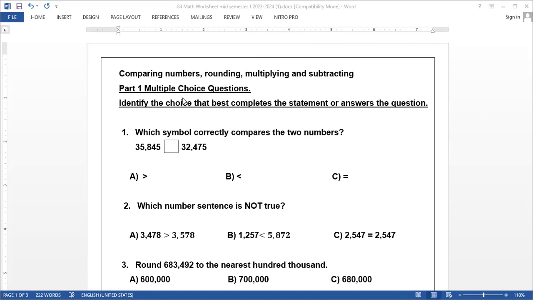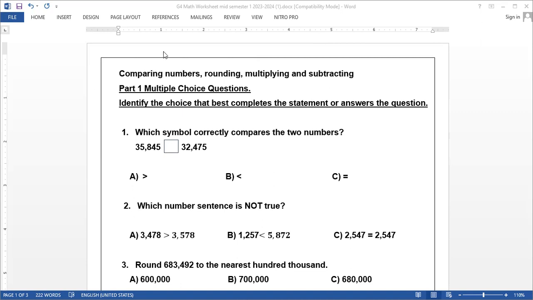In this video, I'm going to focus on some important points which could help you in your quiz: comparing numbers, rounding, multiplying, and subtraction. Part 1, multiple choice questions. Identify the choice that best completes the statement or answers the question. Which symbol correctly compares the two numbers?